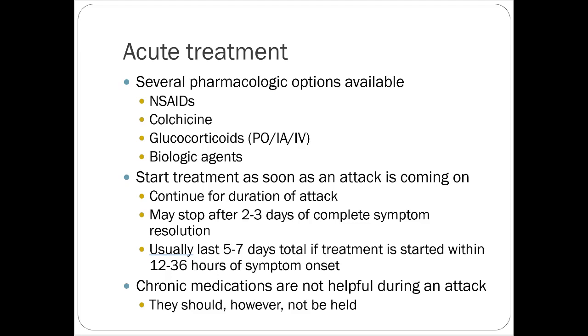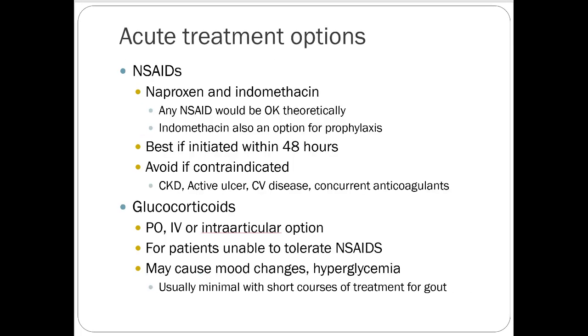There are also some chronic medications that are used to prevent gout flares. They don't really do anything during the attack, but you don't stop them. You just continue them while they go. So the two most popular treatment options are going to be NSAIDs and glucocorticoids.